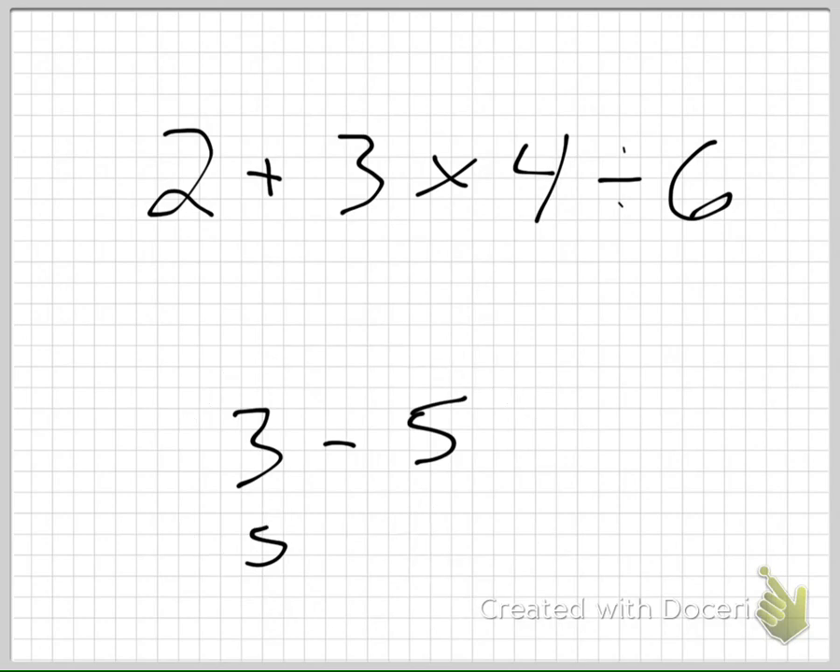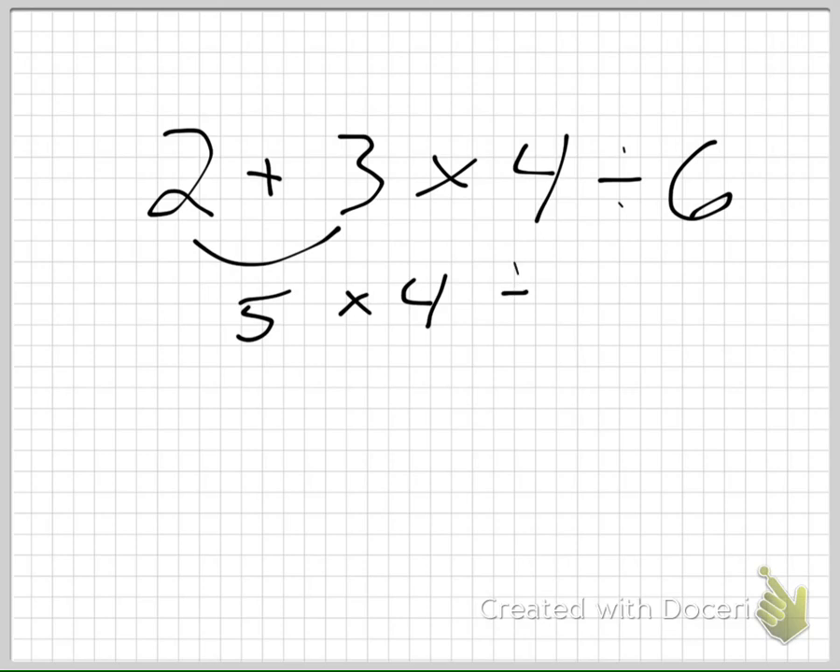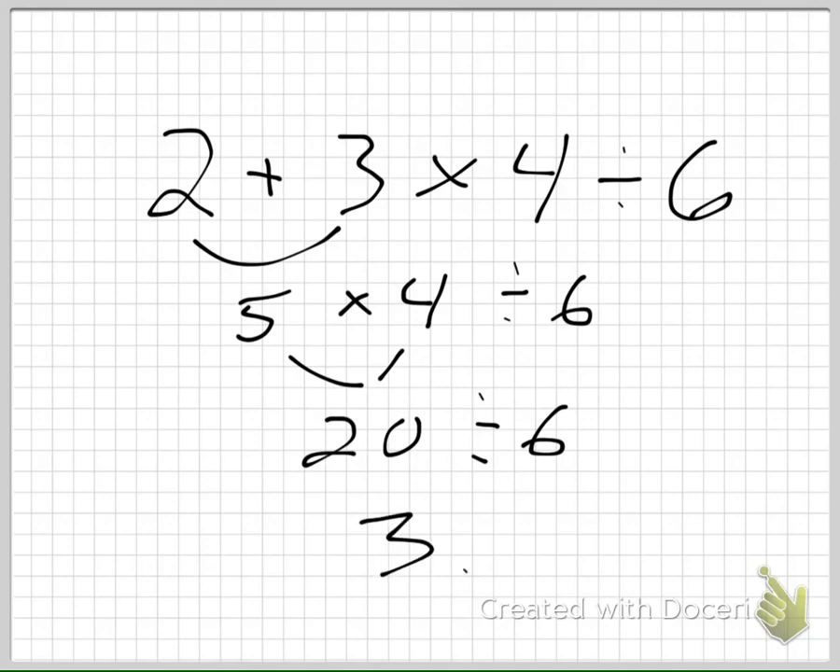If I did this just from left to right, then this would be 2 plus 3 is 5, times 4 is 20, divided by 6, which comes out to about 3 point something, 3.3. That's if I did it that way.